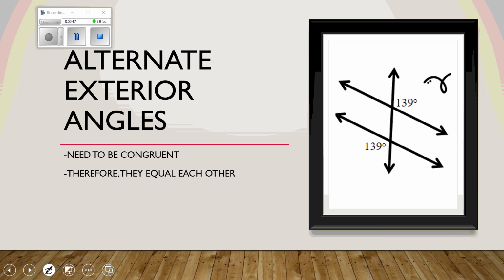We can also know lines are parallel if we have congruent alternate exterior angles. So right here we have 139 matches 139. Therefore, line X is parallel to line Y because the alternate exterior angles are equal.